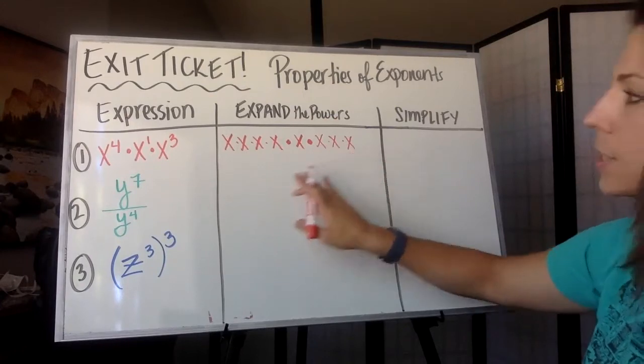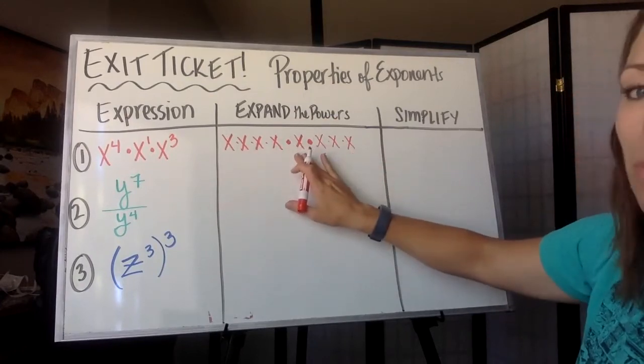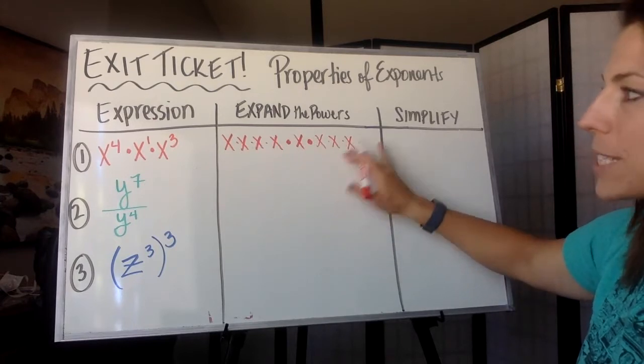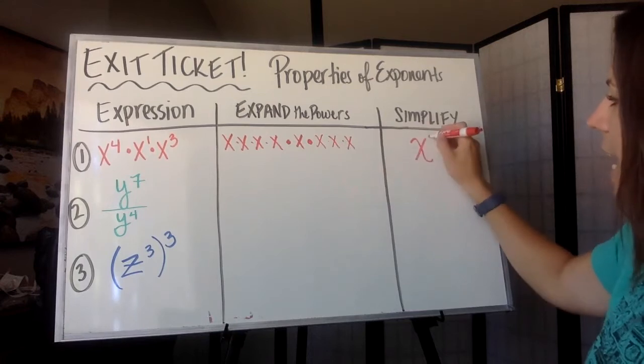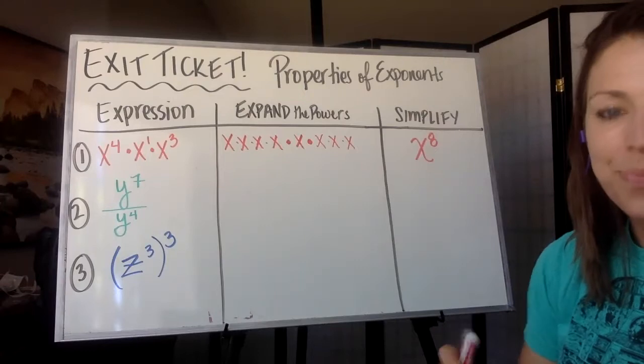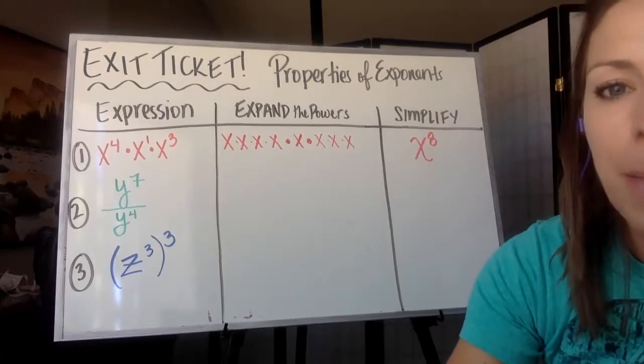How many total x's? Well, we have 4 here. 1 more is 5. 3 more is 8. 4 plus 1 plus 3, that would be x to the 8th power as our final answer for number 1. Okay, let's try number 2.